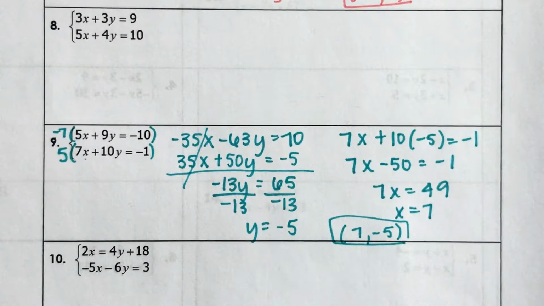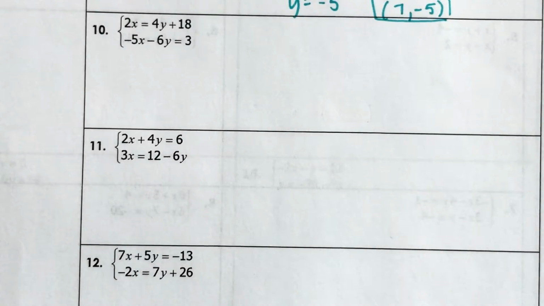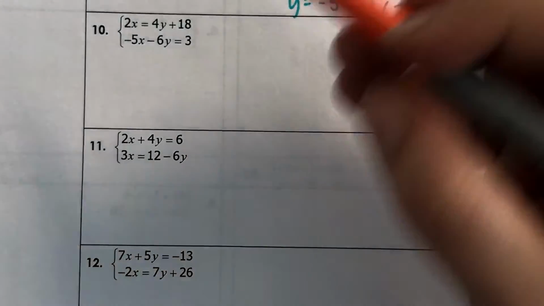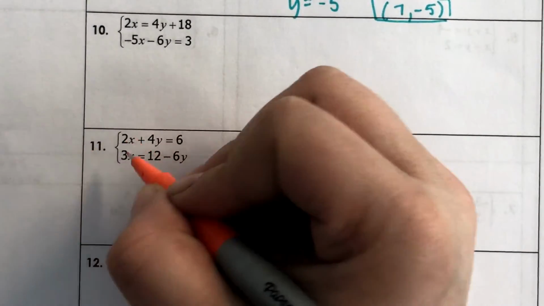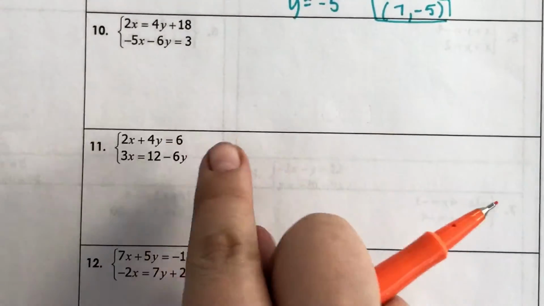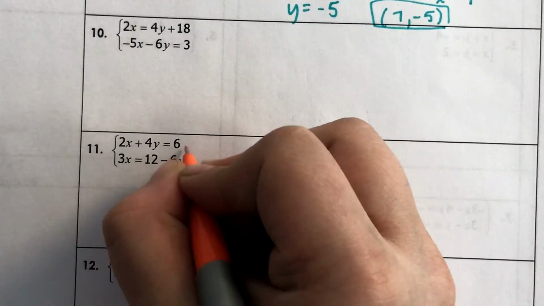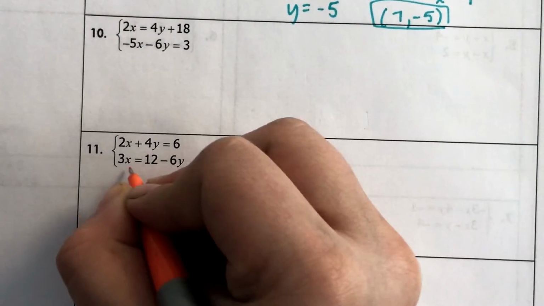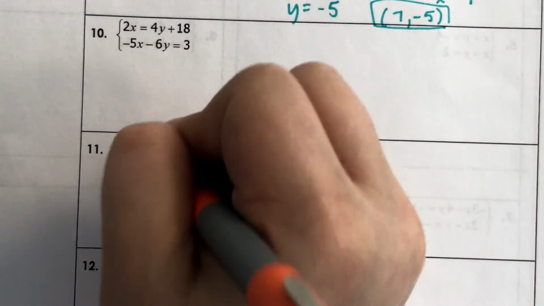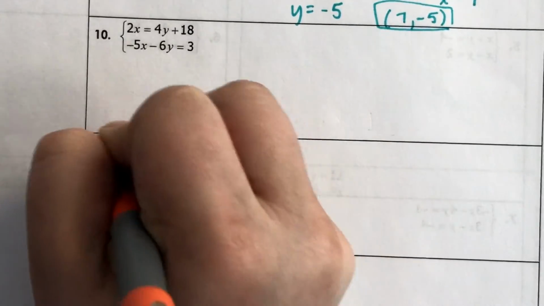Okay? I'm going to do this one in orange. So we're going to do number 11. So we have a couple different options here. We can either make 2x look like 3x or 4y look like -6y. Well, first of all, before we even start that, we need to get these lined up. So I want my number over here, and I want my equal sign, so I need to move y over. So this is actually going to look like 3x plus 6y equals 12. So ignore that.